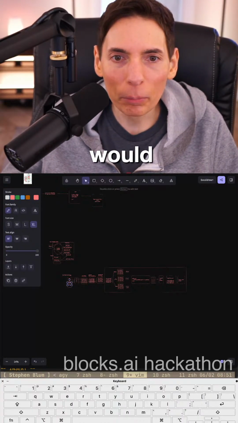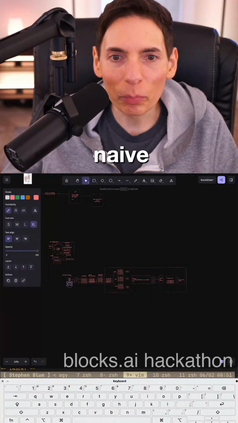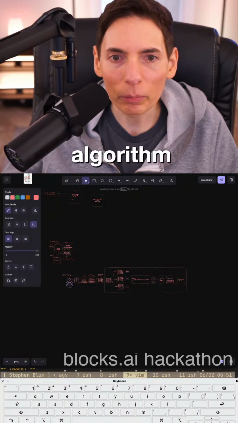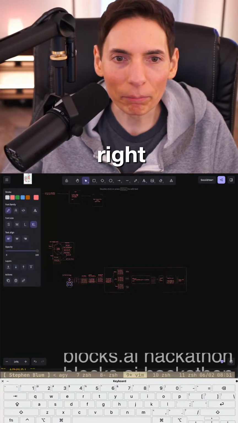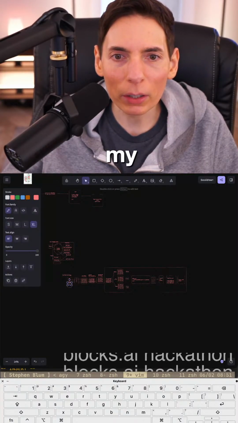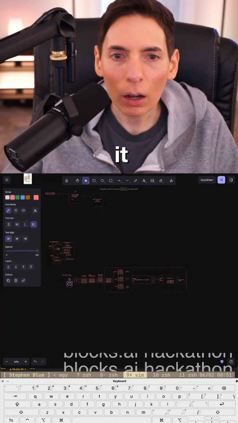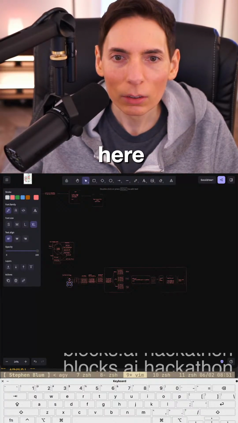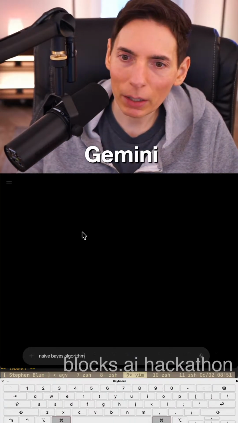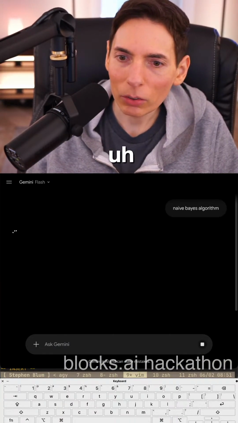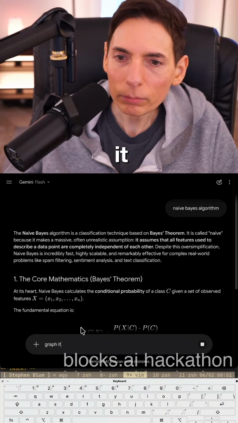That would be a weird question, but I can't understand the naive Bayes algorithm. When the Bayes, how do you say Bayes, right? The probability comes in, my brain flies away. I cannot intuitively understand it. Let me see here. Let's see if we can visualize that together, you guys. Gemini. Graph it. Okay, let's take a look.